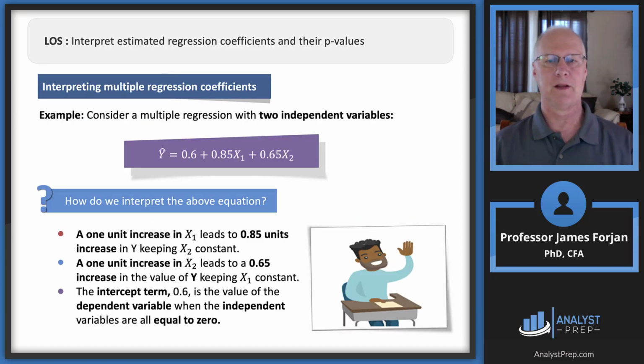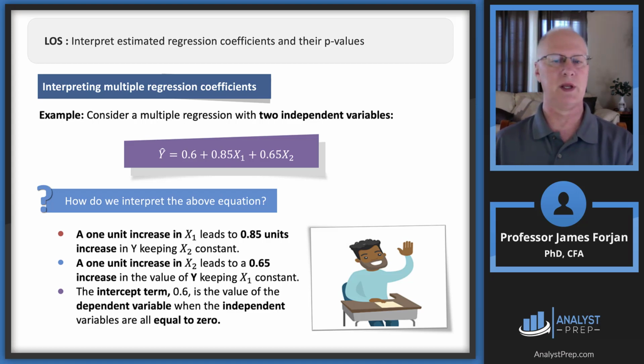How about if we look at this model here? Y is equal to 0.6 plus 0.85 x1 plus 0.65 x2. The first thing that you should observe when you look at that purple box is that there is a plus sign before each of those partial slope coefficients, indicating a positive relationship. So as x1 increases, then y will increase, and same thing with x2. But how do we specifically interpret this above equation so we can handle that LOS?